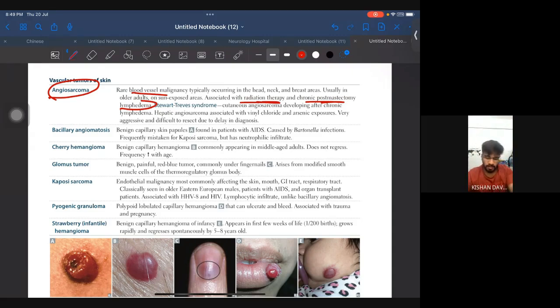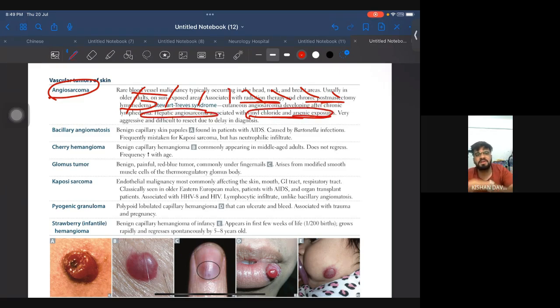All right. So we were talking about the vascular tumors of skin. Now see, they won't ask you anything like this. What they will give you is a skin tumor, a sarcoma of the skin, and at the end they will give you vinyl chloride and arsenic exposure. Okay. Remember in liver also we studied about hepatic angiosarcoma. It was also associated with vinyl chloride and arsenic exposure. Okay. If in the question they are giving vinyl chloride or arsenic exposure, think about angiosarcoma.